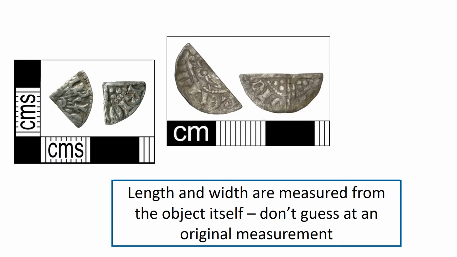For cut pennies and farthings, don't try to work out the diameter, as the coin may not have been cut at its widest point. Instead, measure the cut sides and put them in the length and width fields. Remember to check your measurements carefully. Common mistakes are to enter measurements as centimetres or to put the decimal point in the wrong place.